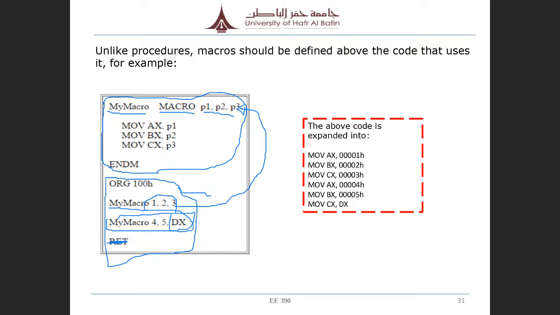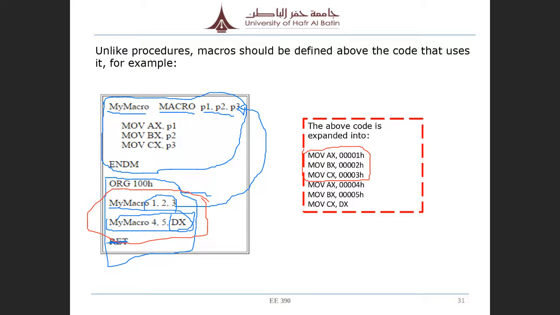What is happening in these two lines? So we are calling a function 2 times, the same function, my macro. So 1, 2, 3, that means what will happen? AX will be 1, BX will be 2, and CX will be 3. It's like that.